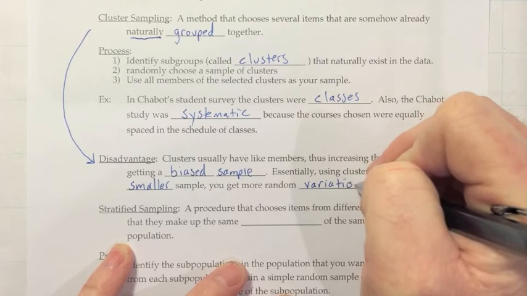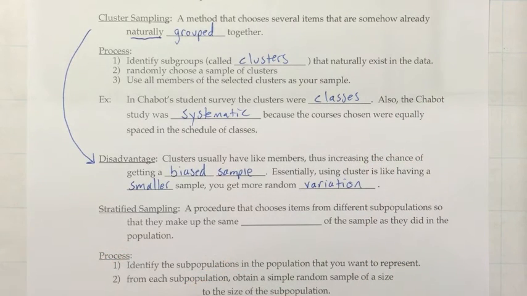And when there's more random variation, you tend to have larger amounts of sampling error. So we get a bit of a disadvantage from cluster sampling. If for some reason we have to choose in clusters, we should probably go with a bigger sample size than we would normally have chosen to try and end up making more random choices in our clusters and squeezing out that random variation a bit.